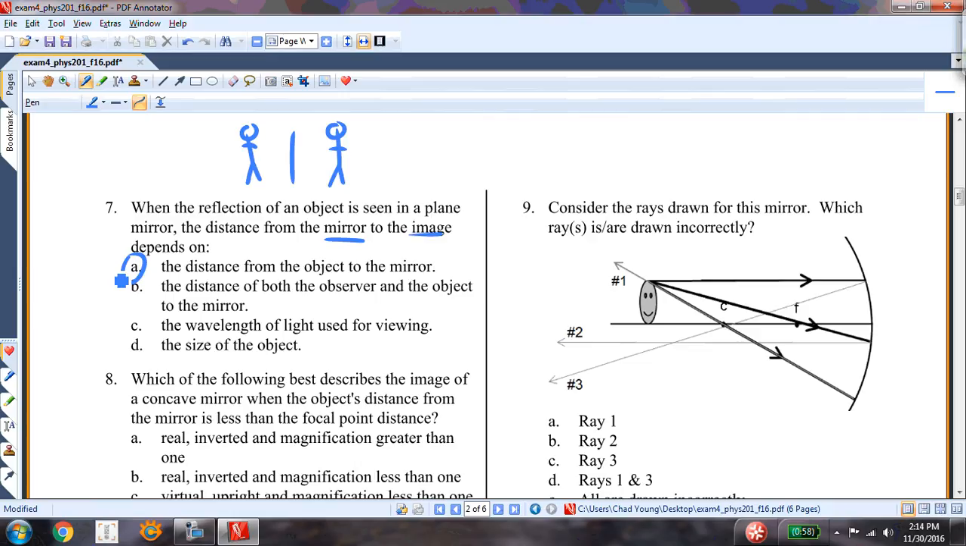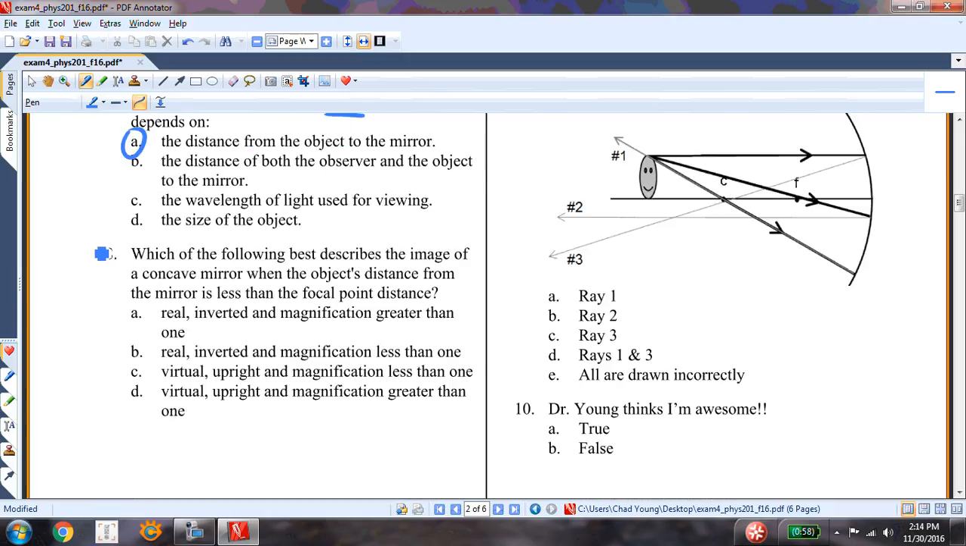It has nothing to do with the observer, as we talked about. It's not the wavelength, and it doesn't matter about the size.